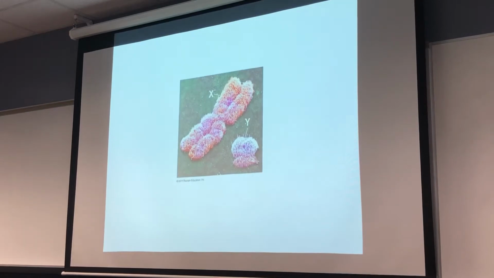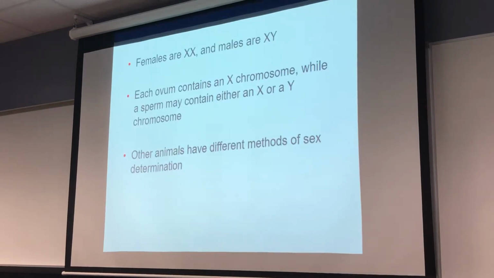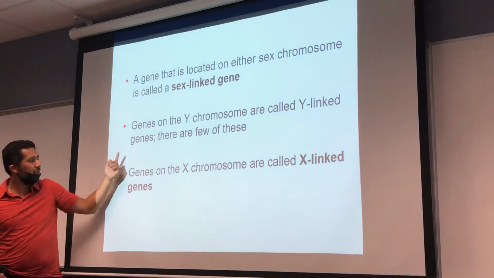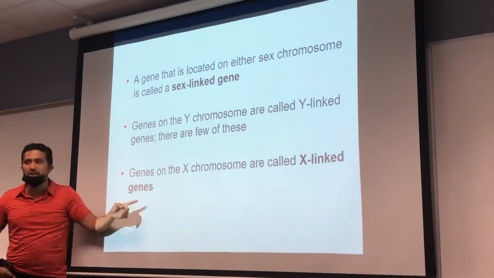Okay, XY chromosome right there, and females are double X, males XY, and that's how you develop. Other animals have different methods of sex determination. These are known as the sex-linked genes. Those are the genes that are located on the sex chromosomes that are passed either on the Y chromosome, Y-linked genes, or on the X chromosome, X-linked genes.